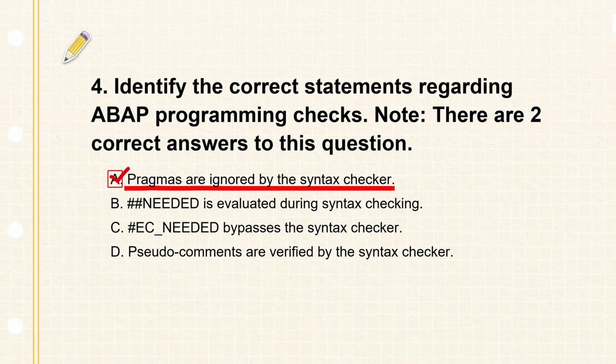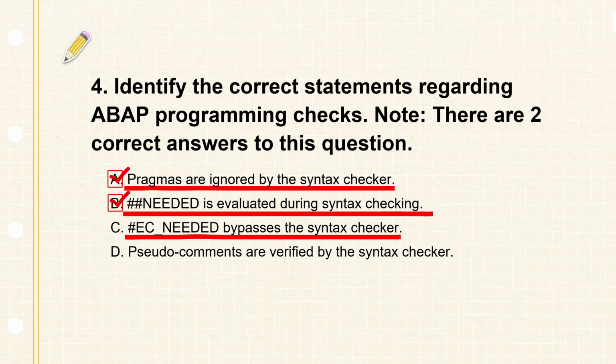Correct. Pragmas are designed to be ignored by the syntax checker, as they are hints to the compiler. Correct. NEEDED is a pragma that helps avoid unnecessary syntax errors for unused variables during development. Incorrect. EC NEEDED is used to suppress specific syntax check errors, but does not bypass the checker entirely. Incorrect. Pseudocomments are generally ignored by the syntax checker.